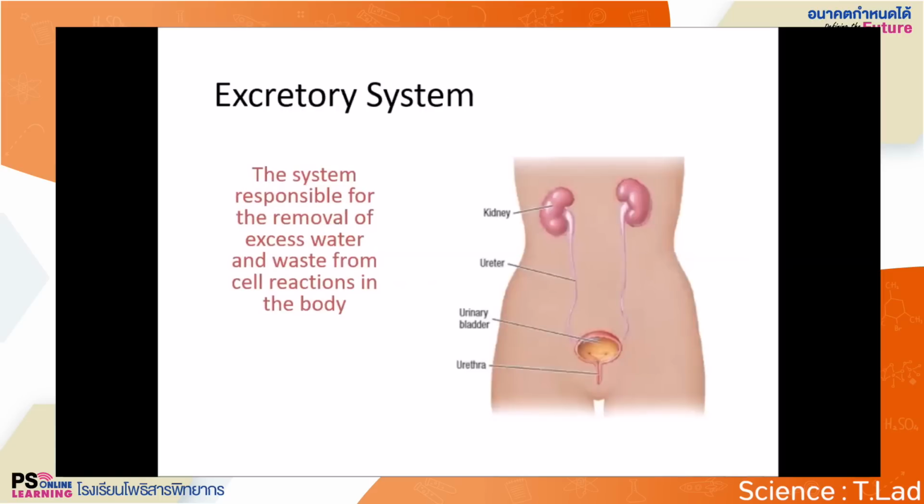Next is the excretory system. The main organ for the excretory system are your kidneys. So they excrete or remove excess water and waste from cell reactions in the body. So the waste products of the body are excreted by the excretory system, and the main organ are the kidneys.